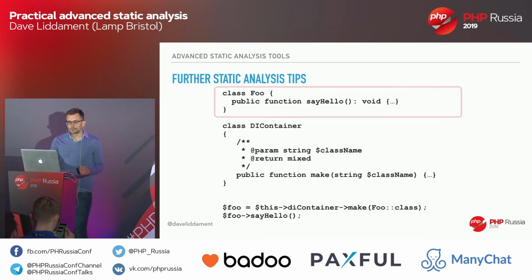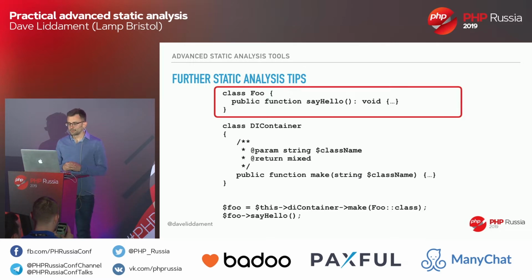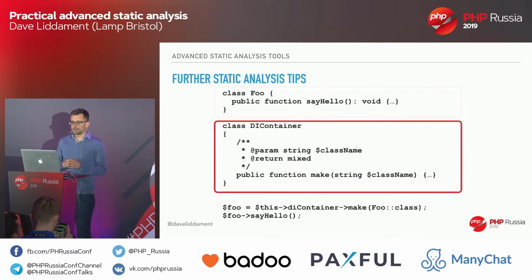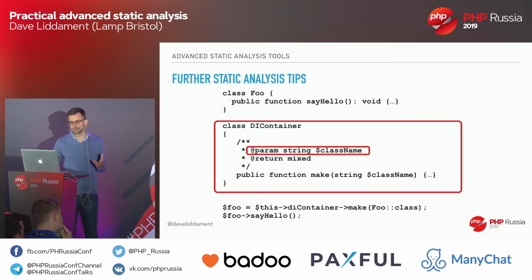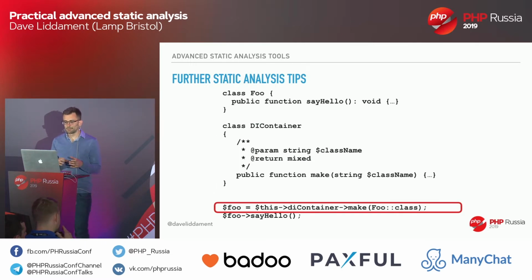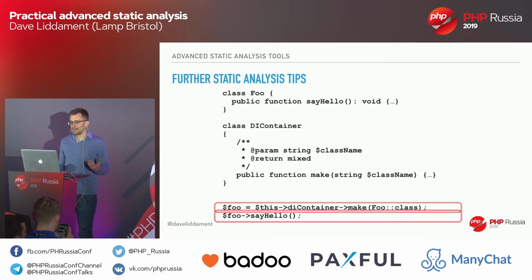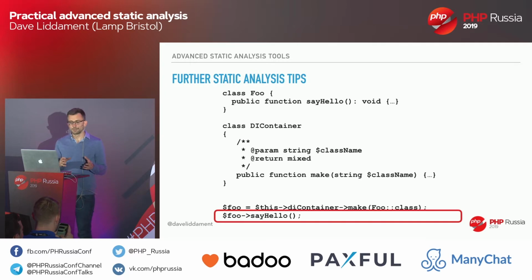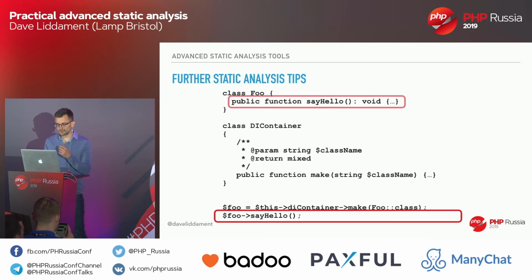So other things, maybe we've got a class called Foo with a single method called sayHello, and we've got our dependency injection container, and we pass to it the name of the class we want it to construct, and it will return one of those objects. So typically we use the code something like this. We'd ask our DI container to make something of type Foo, and it will return a new instance of Foo. And we, as humans, can look at this and say, well, this is safe to call sayHello because we know we're talking of type Foo. It exists. But our static analysis tools don't know that.